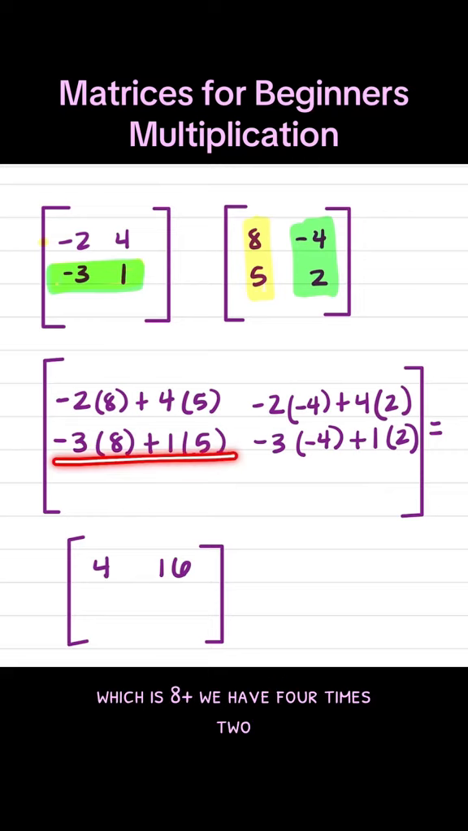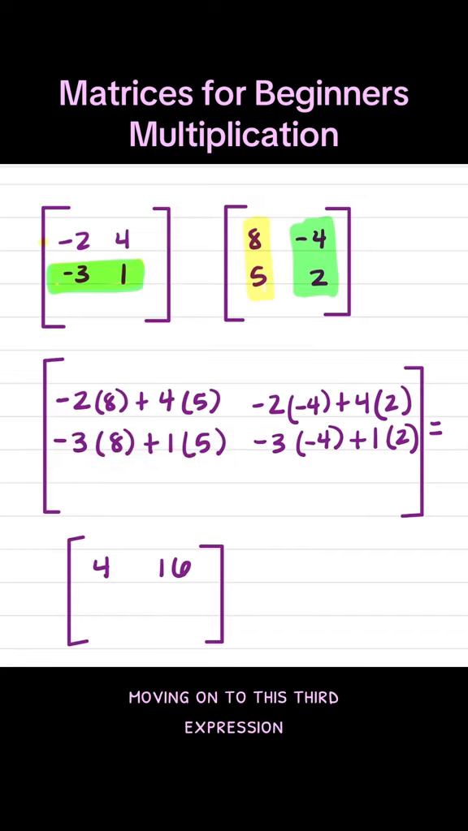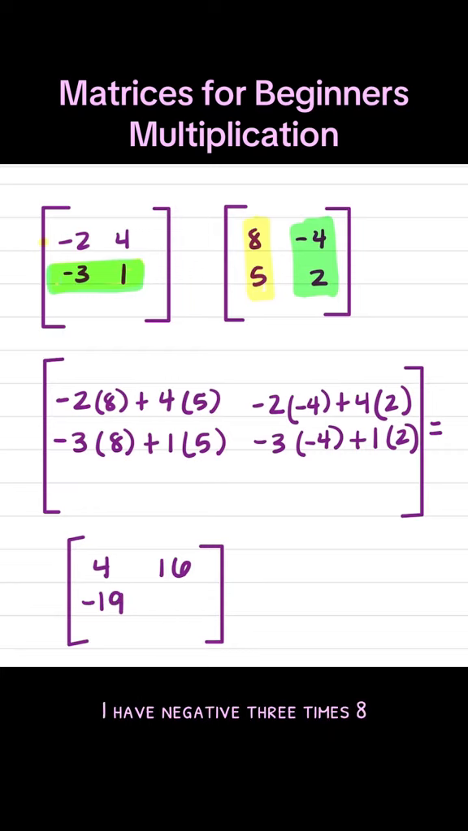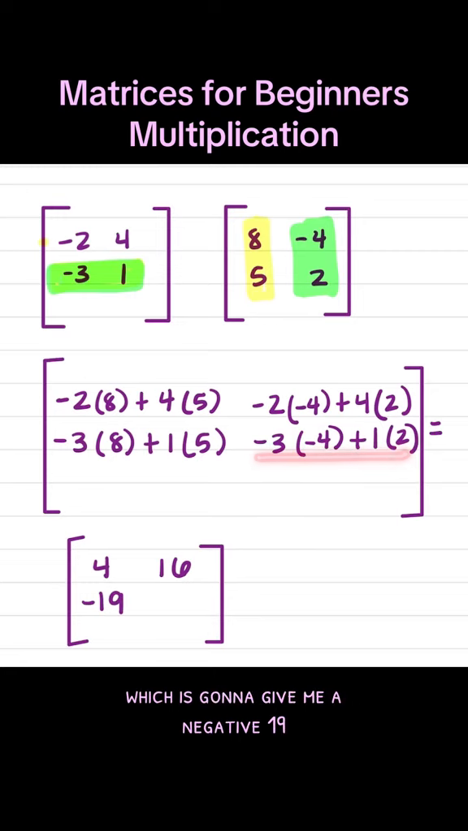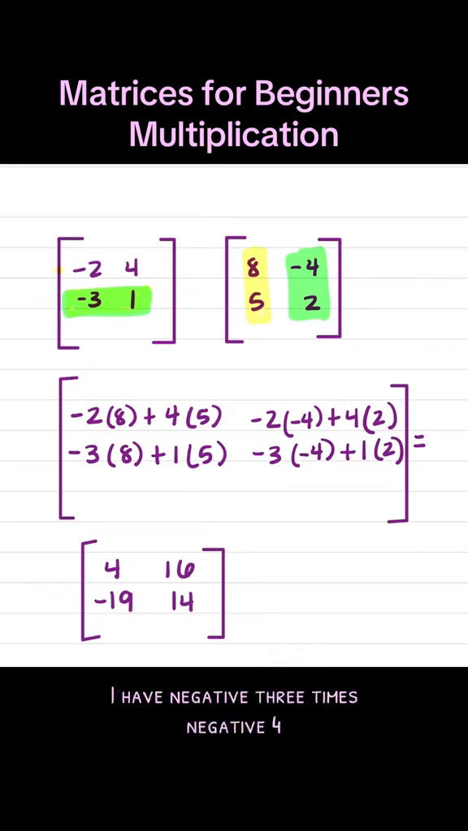Moving on to this third expression, I have -3 times 8, which is -24, plus 5, which is going to give me a -19. And then last but not least, I have -3 times -4, which is 12. And I'm adding 2 to it to give me 14. And then that is it.